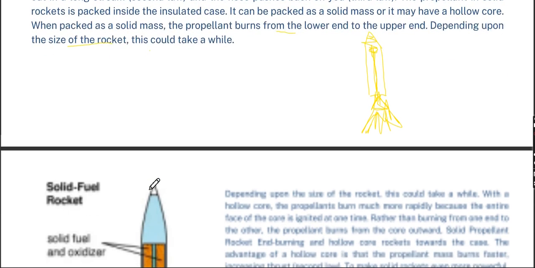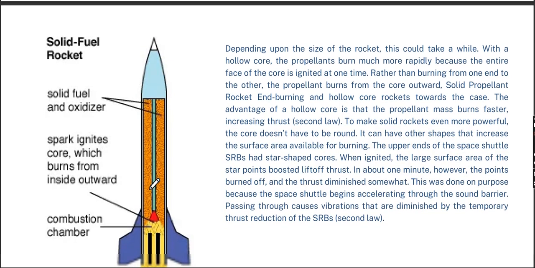Here it is the rocket, and this is the propellant. The area below is called the combustion chamber. This is the total layout of a solid fuel rocket. Here is the oxidizer and this is the hollow core. So depending upon the size of the rocket, this could take a while.